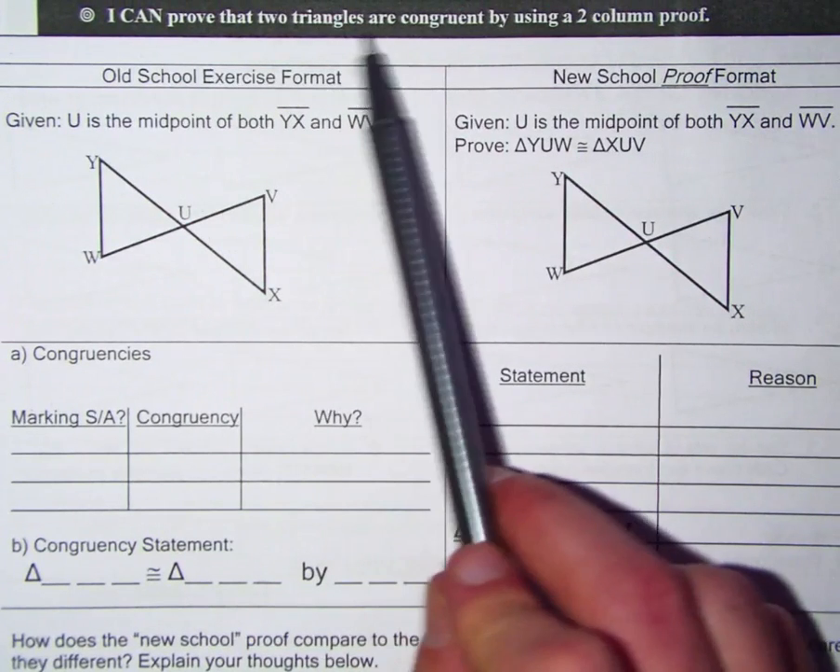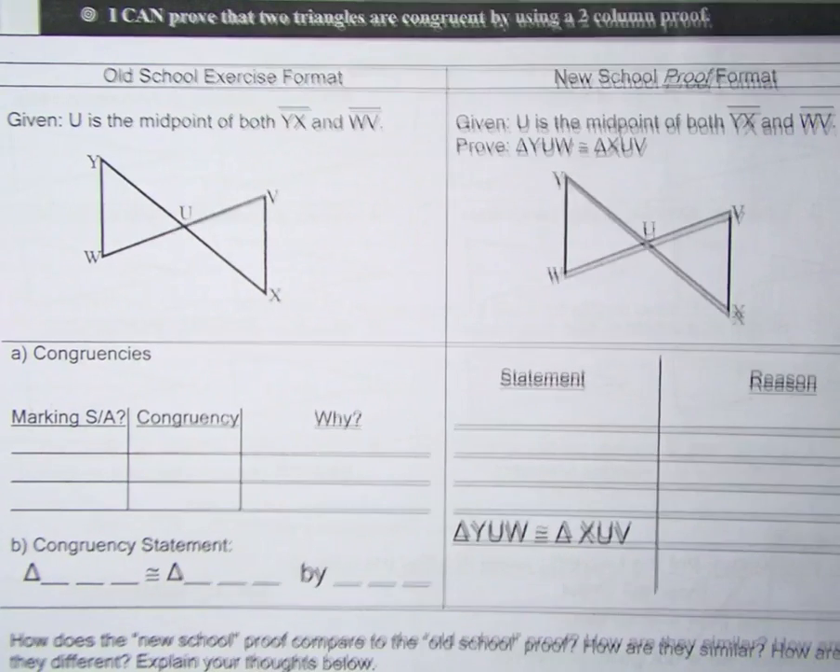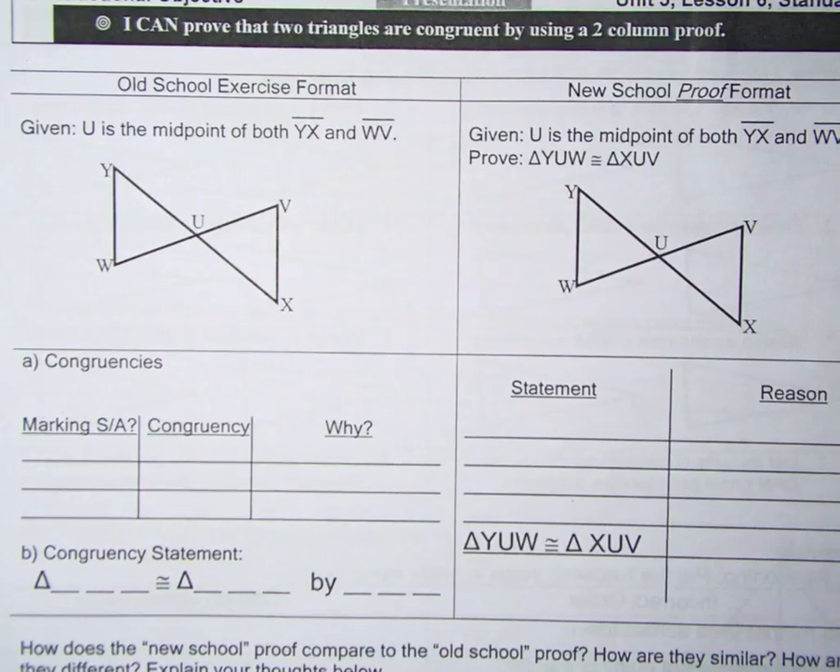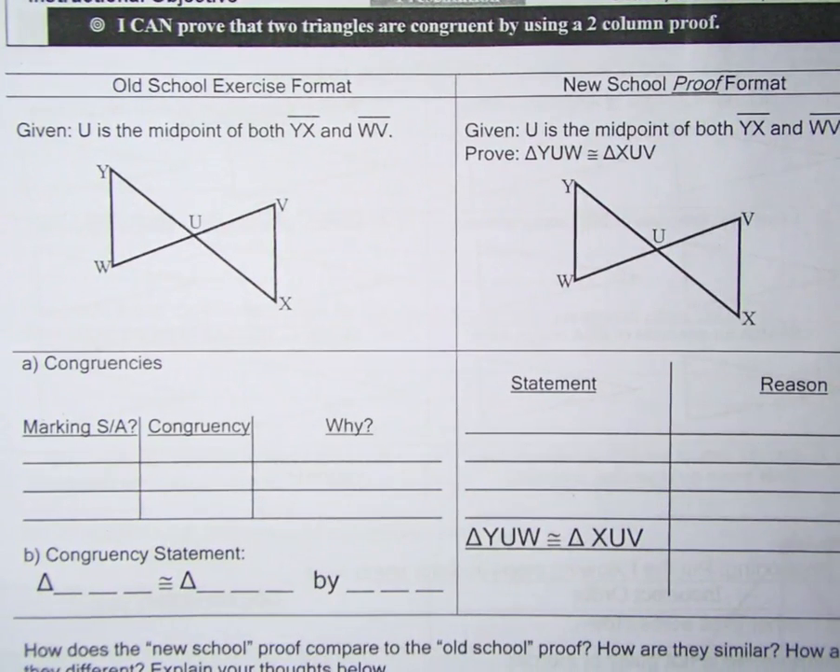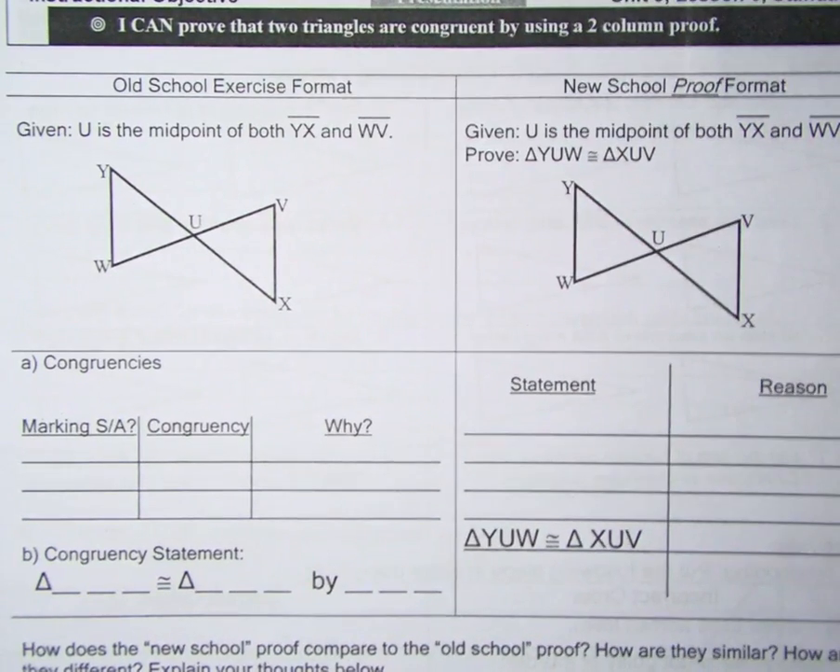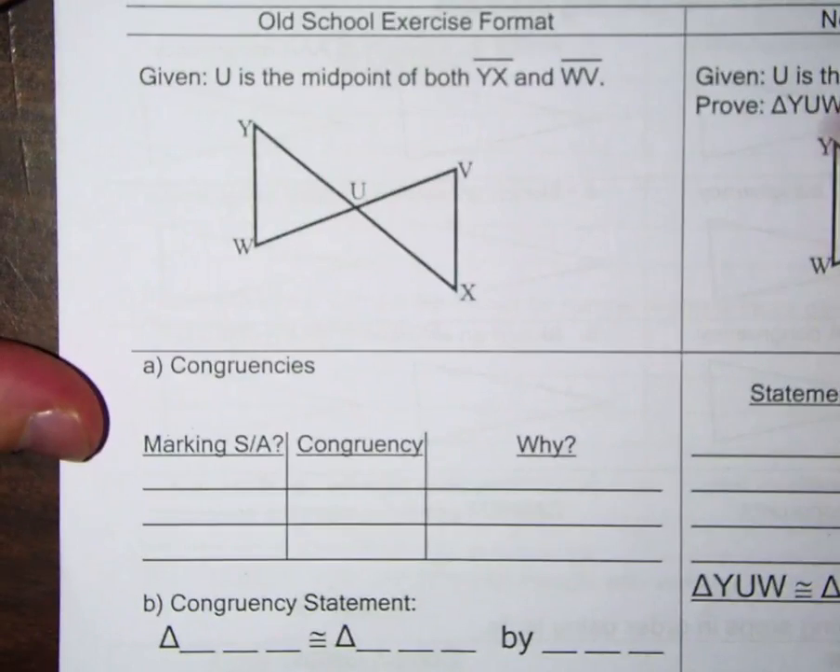I can prove that two triangles are congruent by using a two-column proof. We're going to take what we've been doing the last few lessons, last 3 lessons, and just take that format and make it more official. This is our old school way we've been doing things. We're going to have a new school way. If you'd like, you can go ahead and hit pause and try and do this unofficial proof.